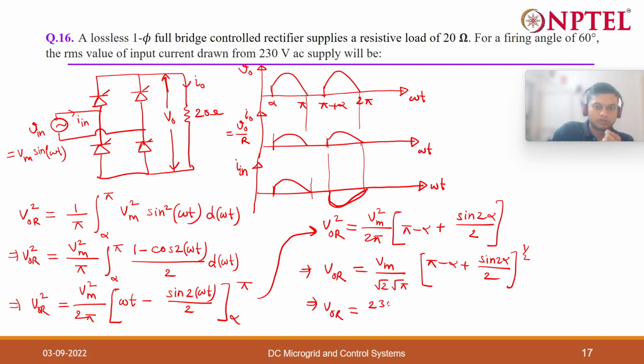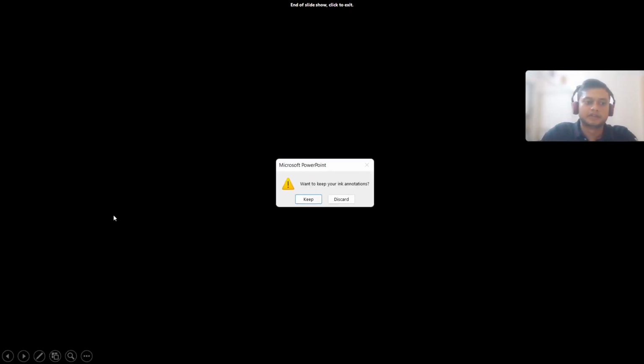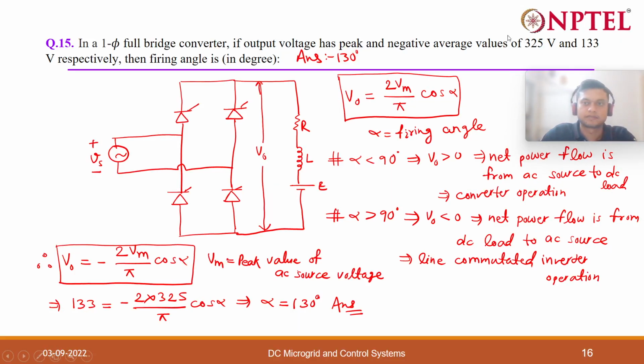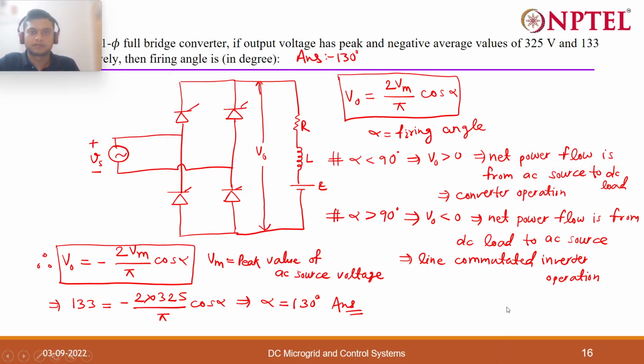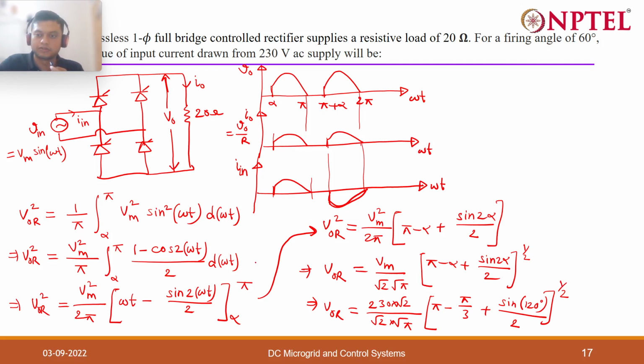So put all these values. Vm we have 230 into root 2, into root 2, into root pi, and the firing angle alpha is given as 60 degrees, so pi minus pi by 3, plus sine 120 degrees divided by 2. So you will get V naught RMS as 206.3 volt.